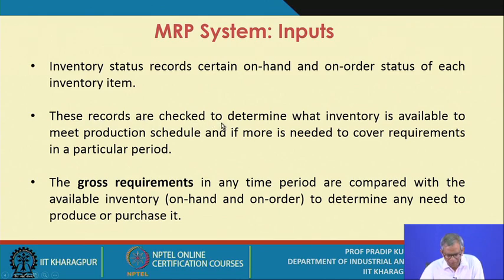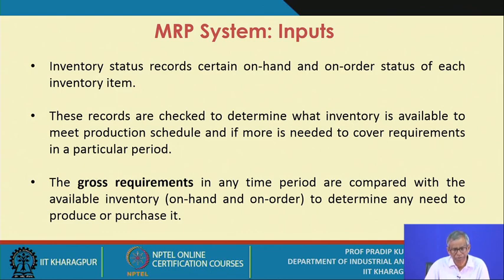These records are checked to determine what inventory is available to meet the production schedule, and if more is needed to cover requirements in a particular period. That means the situation is constantly changing, and there could be some commitment to meeting the order requirements, but many a time it may happen that certain suppliers are unable to supply the item on time, or the exact amount has not yet been supplied.